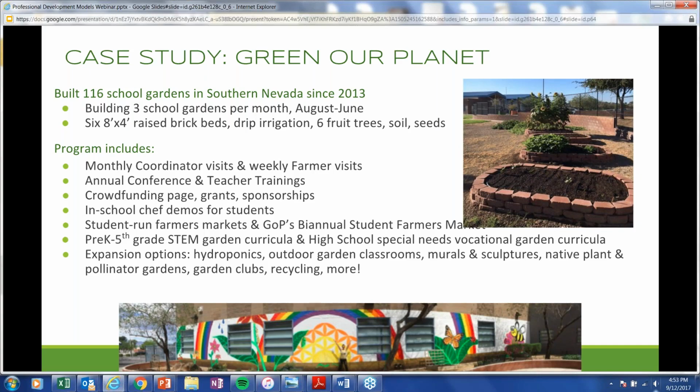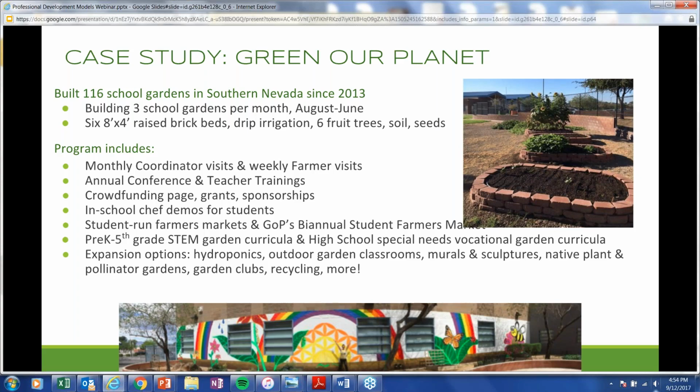And once the garden is put in, like I said, we have the coordinator that visits once a month with the garden team and the farmer that visits once a week with students and teachers. Of course, we have our annual conference, the 6 teacher trainings, but we also try and teach the teachers and admin about financial information about maintaining their garden over the years. We do try and offset this cost for the schools as much as possible. We have a crowdfunder on our website. We train them in grant writing, working with sponsors that they get, especially if they're a low-income school.